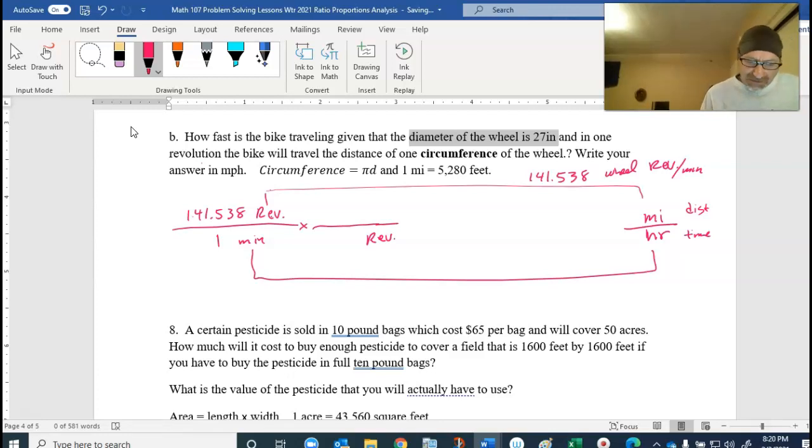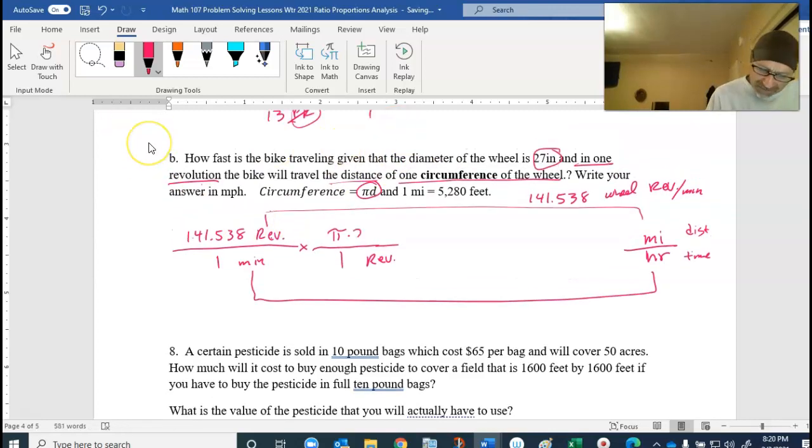Now, it tells us, and this is pretty crucial, in one revolution the bike will travel how far? One circumference of the wheel. So circumference is pi times diameter. So that's pi times, and it tells us the diameter is 27 inches.